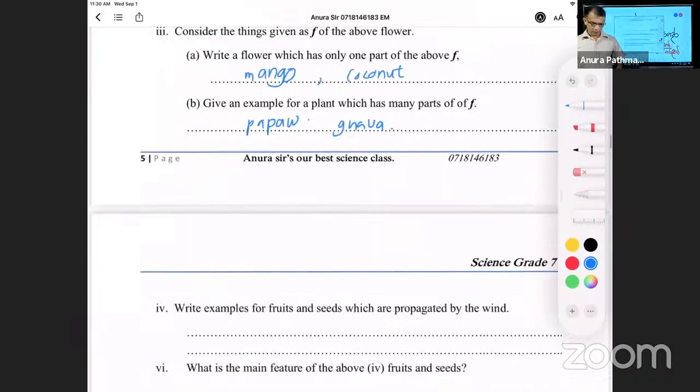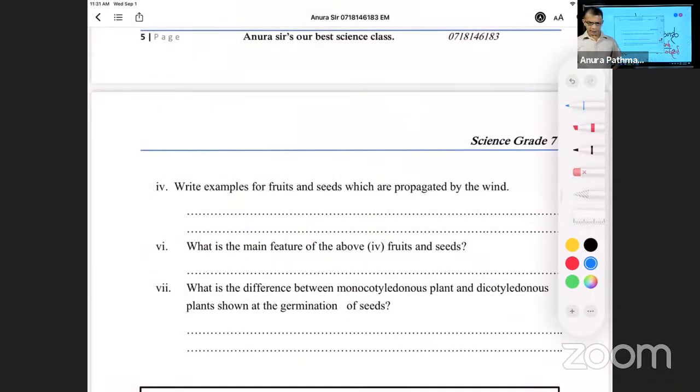Write examples for fruits and seeds which are propagated by the wind. Gammalu, Para, Vara, Ora, cotton.